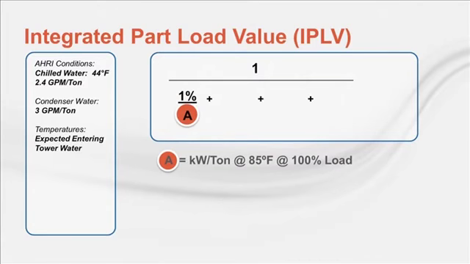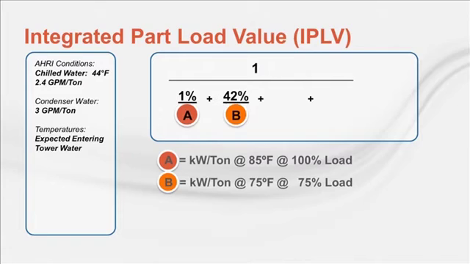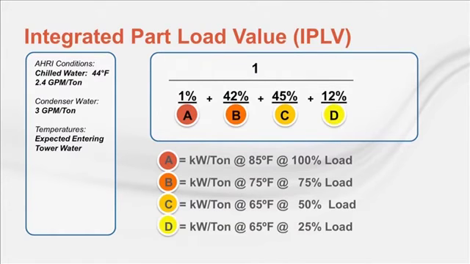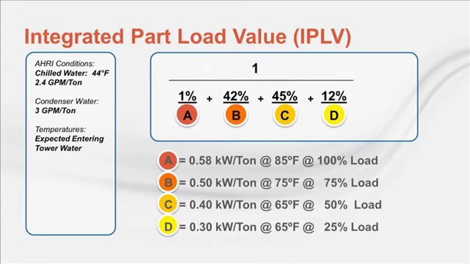This bin is given a 1% weighting. The second bin, B, is your chiller's kW per ton with 75 entering condenser at 75% load, and this bin has a 42% weighting. C is going to be your chiller's kW per ton, 65 entering condenser, 50% load, and this has a 45% weighting. And the last bin, D, is your chiller's kW per ton, 65 entering condenser, 25% load, that has a 12% weighting. All right. As a quick example, I'll fill in the kW per tons for the 4 buckets and compute the IPLV. These kW per ton values can be provided by the chiller manufacturer.